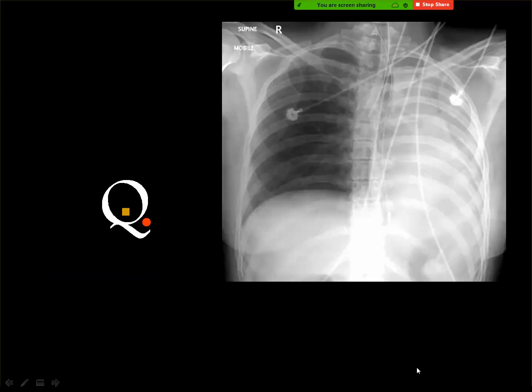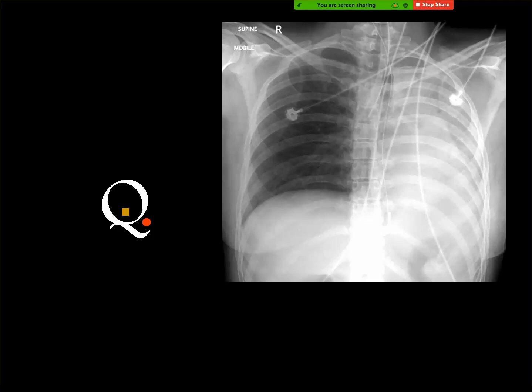Then, what do you think of this? Left white hemithorax, showing air bronchogram. Where is the lesion, left or right? Left. It's a left white hemithorax showing air bronchogram. Total lung collapse, left side.